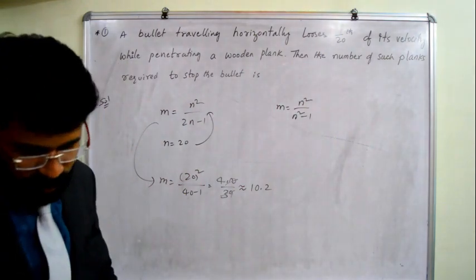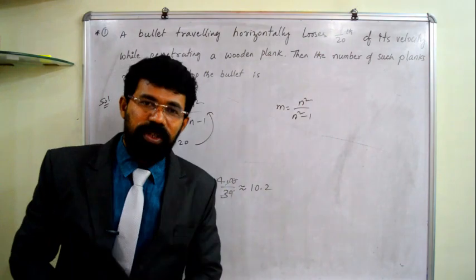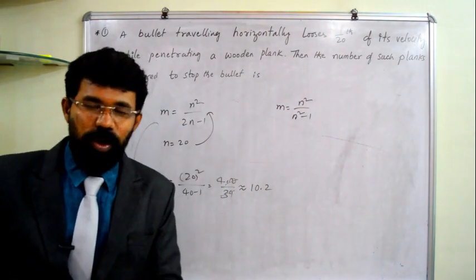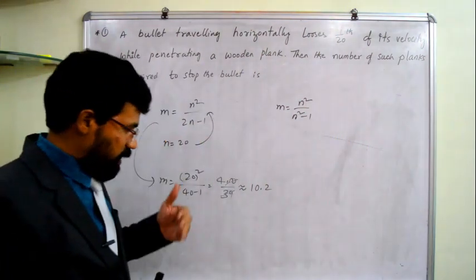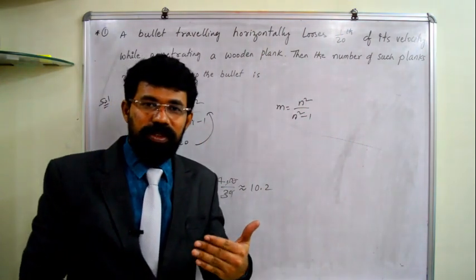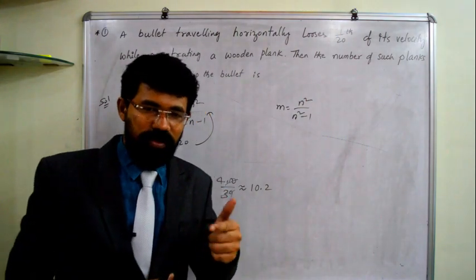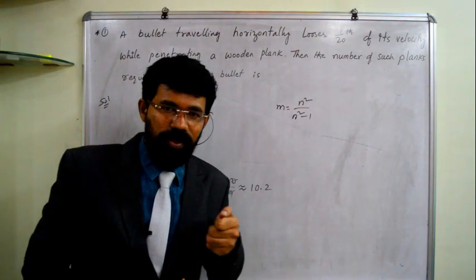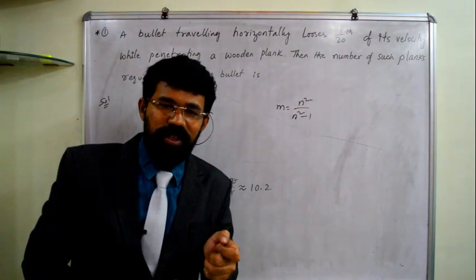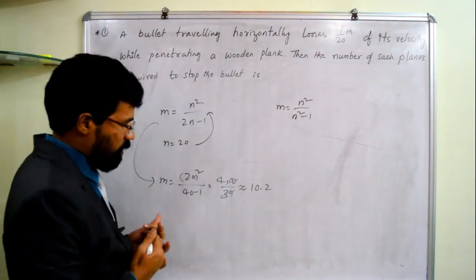10.2. Approximately how much is that? 10.2 in the sense, is it the number of planks required? 0.2 plank doesn't exist. After the 10th plank, it comes to rest position in the 11th plank, isn't it? But through the 11th plank, it has not gone completely to the other side. So it got embedded, it penetrated slightly into the 11th plank, and it has come to rest position. That is how you have to understand the situation.